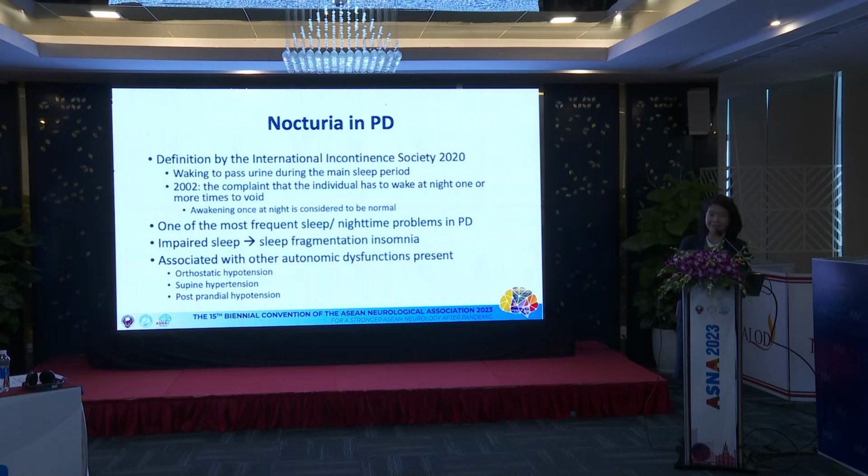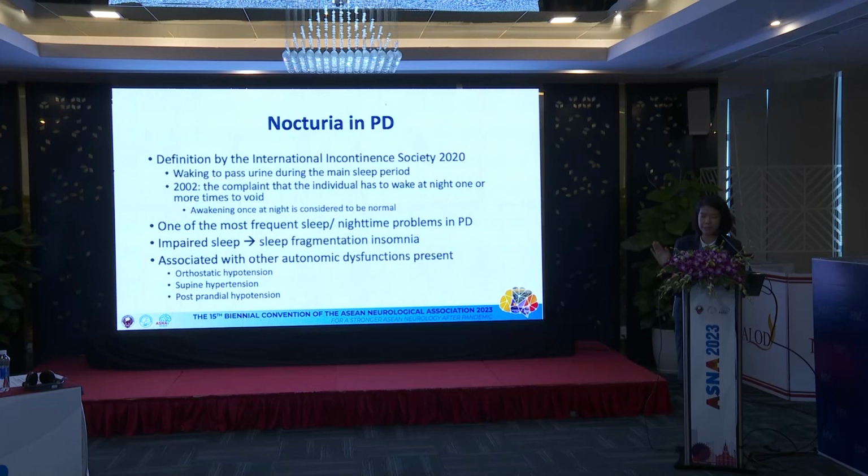So the next topic is nocturia, a little bit about nocturnal problems. Nocturia is when the patient needs to wake up to pass urine during the night more than one time. We allow once during the night to be normal. So if they pass urine 2 times, 3 times during the night, it is pathologic, and we call it nocturia. And nocturia is one of the most frequent nocturnal symptoms in Parkinson's disease.